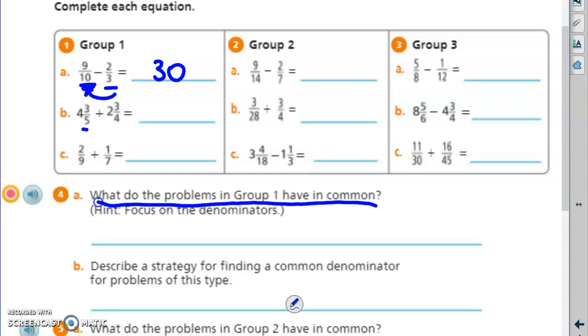Let's look at B. We've got 5 and 4. 4 doesn't go into 5. So 5 is our bigger number. Let's go through the multiples of 5. You know, 5, 10, 15, 20, 25, 30. You can do that. Does 5 work? No. 10? Does 4 go into 10? No. 15? No. 20? Yes. 20 is our common denominator.